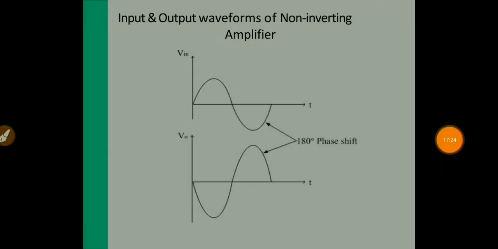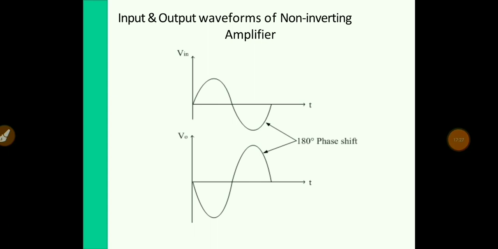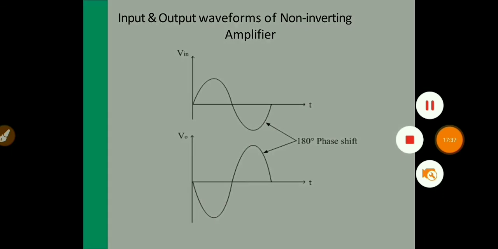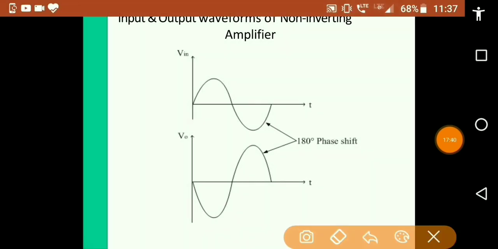This is the input output waveform of the non-inverting amplifier. This is the input output waveform of the inverting amplifier. Here output is amplified, but the phase shift is 180 degrees. So this is the input output waveform of the inverting amplifier.